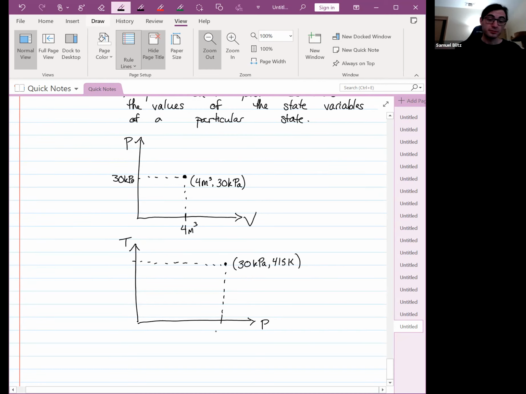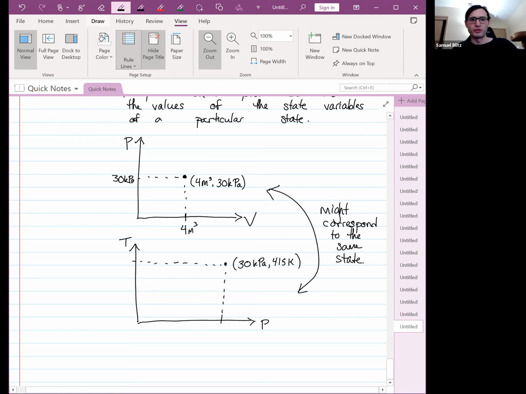So it's possible that these 2 plots might correspond to the same state. They don't have to, because they might be describing different systems. Maybe one system has 2 moles of a substance and another system has 38 moles, so then they certainly wouldn't necessarily be the same. But we can see that the state variables that they share in common are equivalent, so both of these plots could potentially represent the same state.